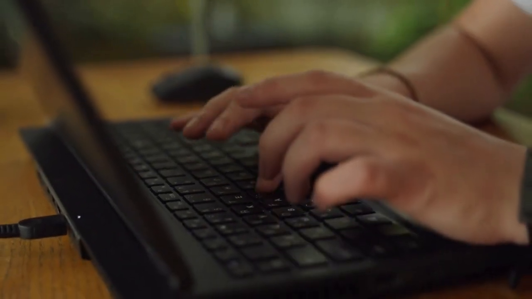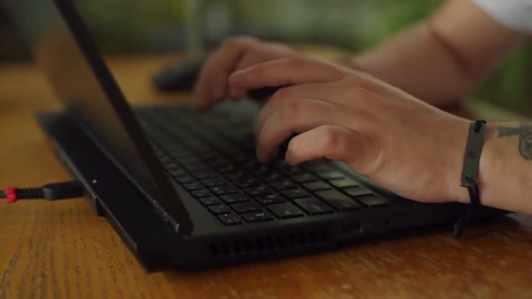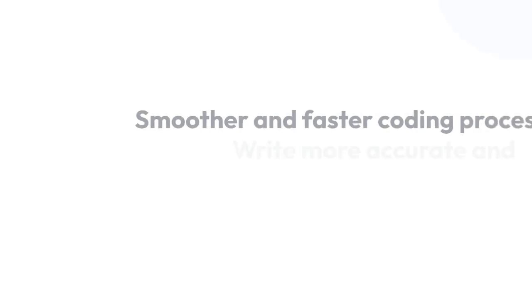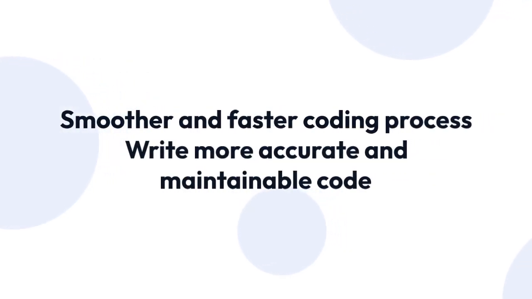6. Benefits of using the method list. Regularly using the method list significantly improves coding efficiency and reduces errors. It assists you in quickly remembering method signatures and reduces the need to repeatedly consult external documentation, leading to a smoother and faster coding process. It helps you write more accurate and maintainable code.